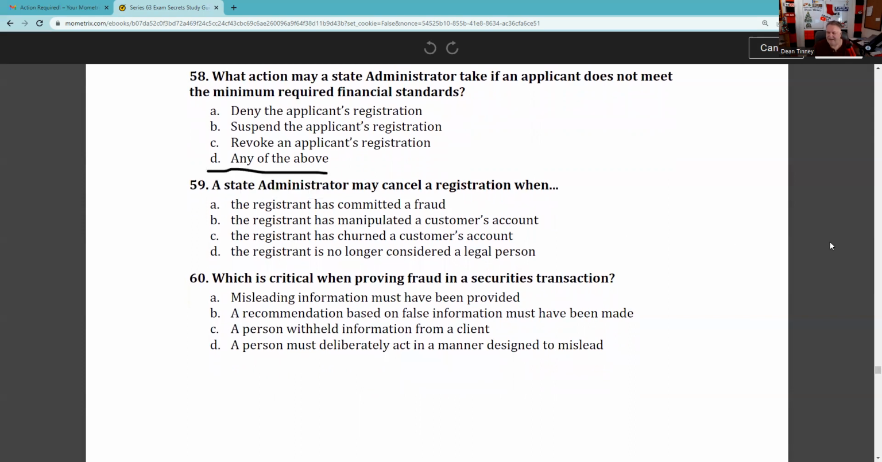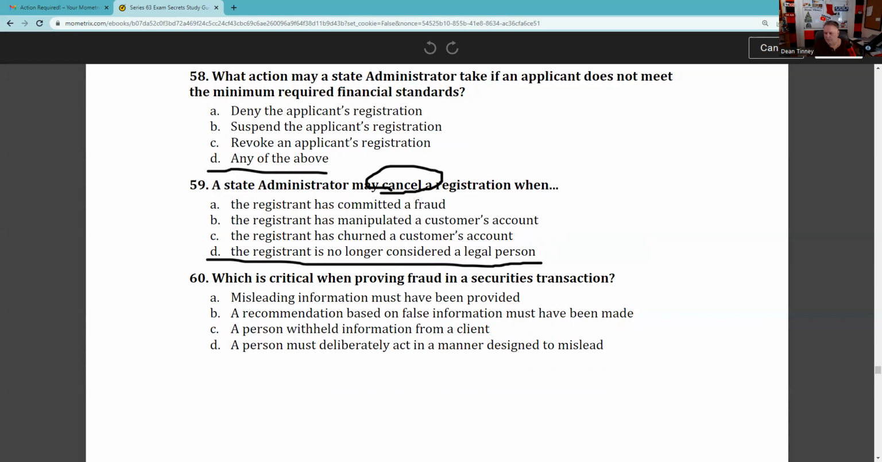A state administrator may cancel a registration when the registrant has committed a fraud, the registrant has manipulated a customer account, the registrant has churned a customer's account, the registrant is no longer considered a legal person. Remember this, declared mentally incompetent or deceased. So given this answer set, it is D. I don't like the phraseology because they could do that for all those other reasons, but they're getting at this idea of D. The key word here, by the way, is cancel, right? Sometimes we say non-punitive, on a non-punitive basis is the phraseology on the test.